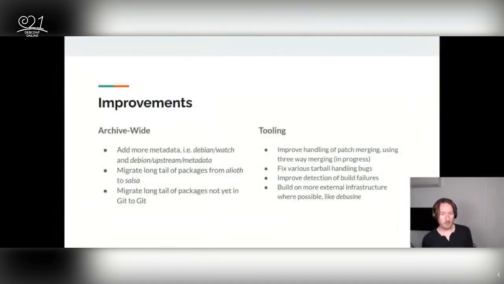Obviously, we would like to have more metadata so that we can do this for more packages. And there's a lot of packages that aren't on Git yet. There's some that are still declared to be on Subversion. It would be great to fix those. And then there's a bunch of tooling that we can improve as well.